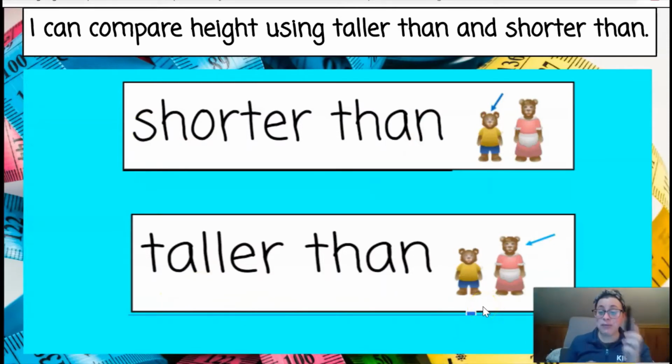If I take my remote and my phone and I stand them up straight, making sure the ends are straight, I would say my remote is shorter than my phone, and my phone is taller than my remote. We'll learn more about why something's taller than and shorter than, but know when you say shorter than, it's smaller, and taller than is bigger.